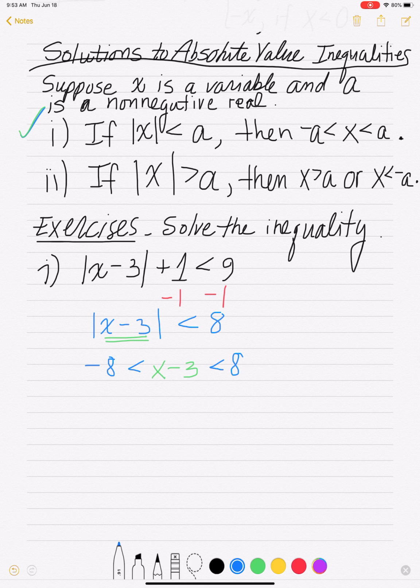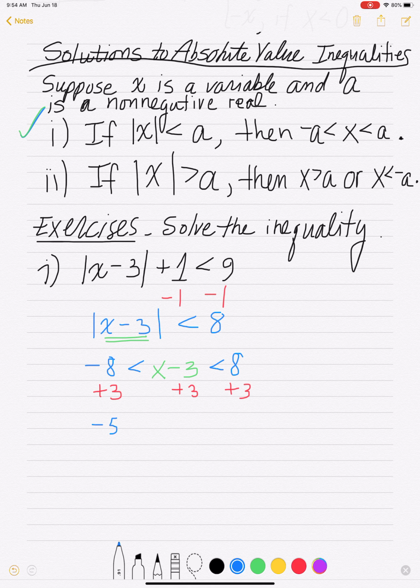All right, so now we have to solve this compound inequality. Basically, you got to get the x by itself here in the middle. How do you get x by itself in the middle? Well, you're going to have to get rid of that minus 3 in the middle, right? So I'm going to add 3. If I add 3 in the middle, I got to add 3 on the left, and I got to add 3 on the far right. So let's add 3 to everything here. What's negative 8 plus 3? Negative 8 plus 3 is negative 5.